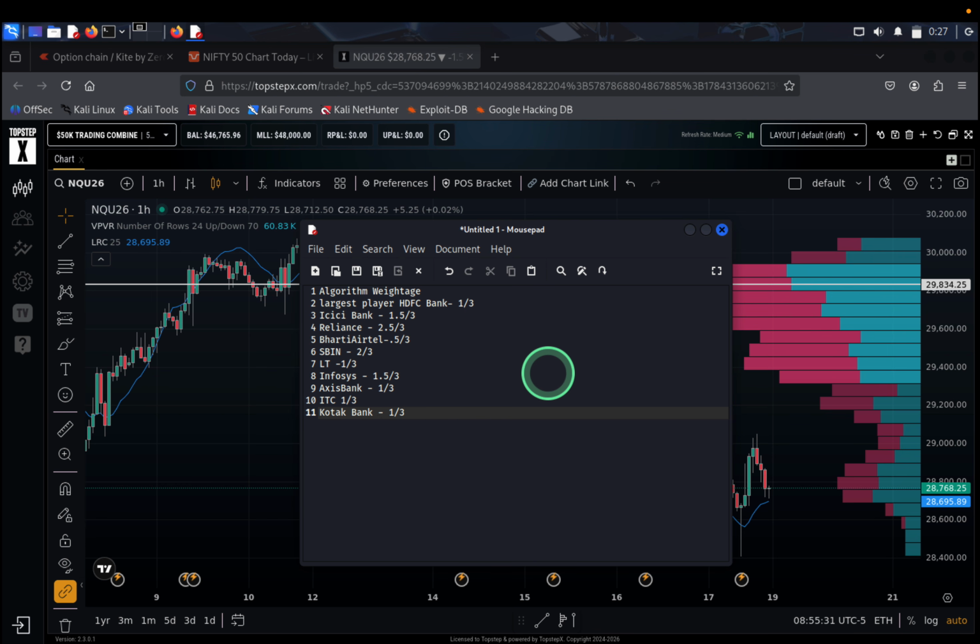One out of 3. So we have one negative, which is LT, and the rest are almost positive. But consolidation is the factor that we are getting from weighted stocks. Conclusion: consolidation or negative bias.